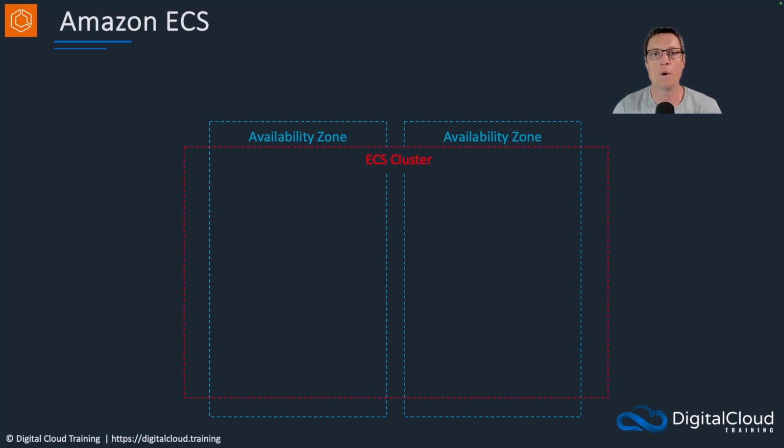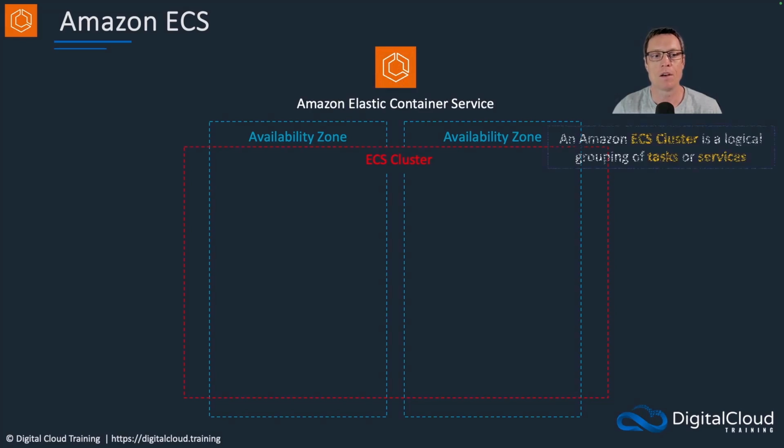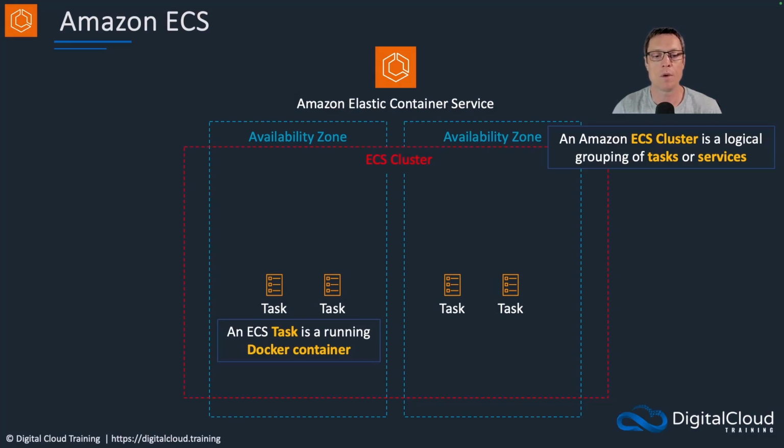So one of the most important ones is we get to deploy something called an ECS cluster. So we always have to create a cluster and then we can start looking at the various other components. So we have a cluster, and that is a logical grouping of tasks or services. Within the cluster, we can then launch our tasks. And a task is a running Docker container. So we don't just call it a container. In ECS, we call it a task.